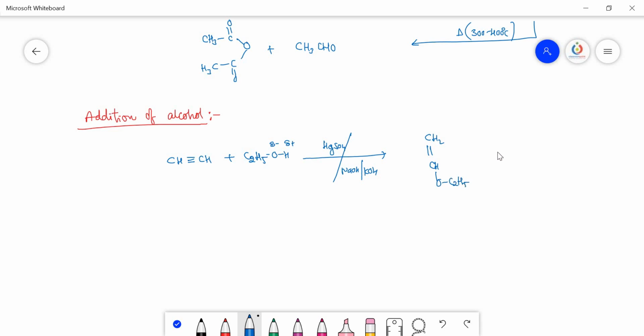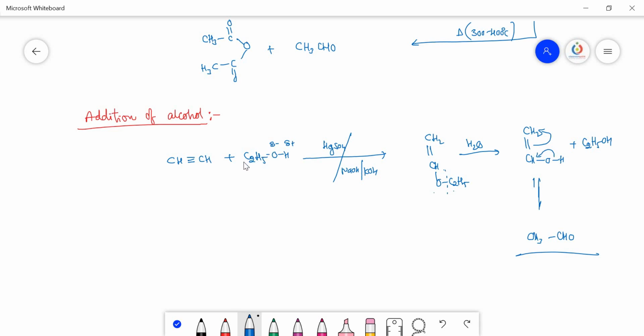CHOC2H5, and this molecule on hydrolysis breaks the bond here: hydrogen here, OH here. So you get CH2 double bond CHOH plus ethyl alcohol, and here tautomerism takes place because this is a vinyl alcohol. The molecule becomes CH3CHO, so we get acetaldehyde.